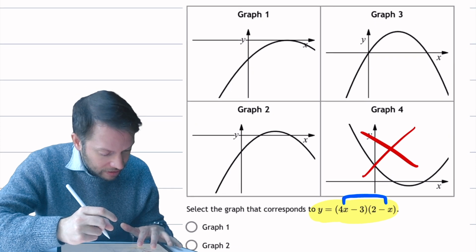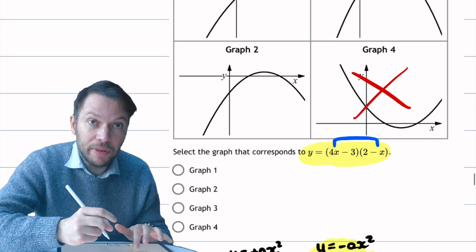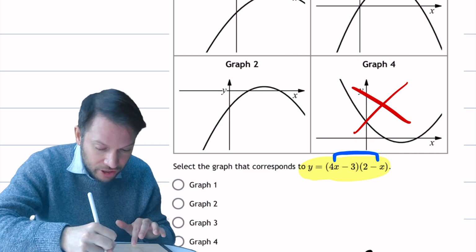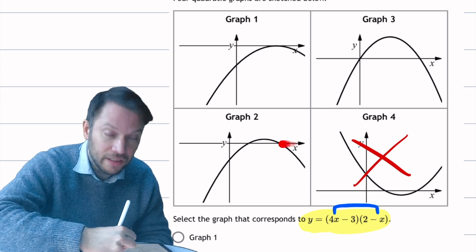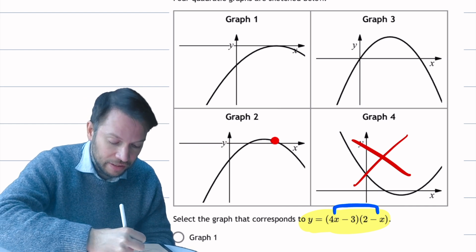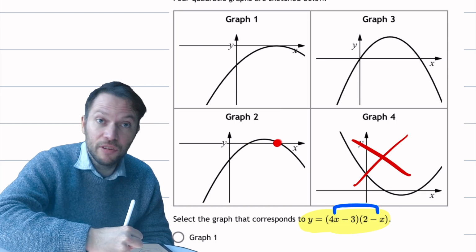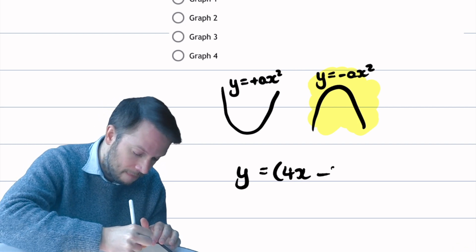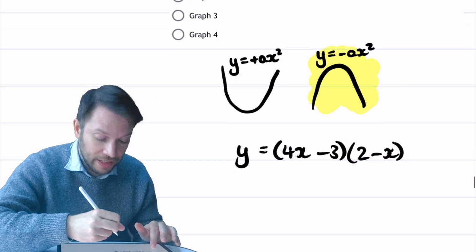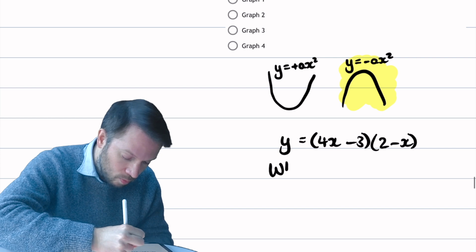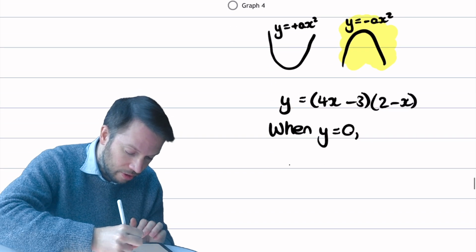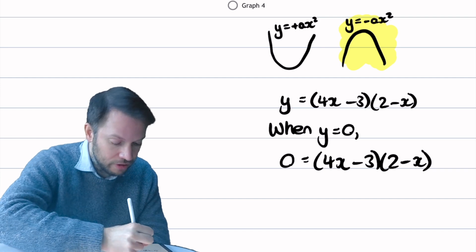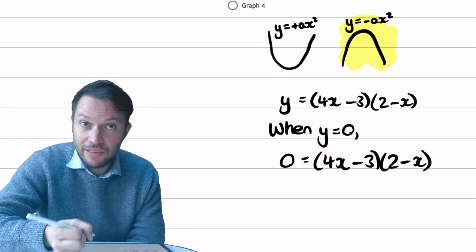Now, also note that we can work out the x-intercepts, also known as the roots. And the way we find the x-intercepts is to make the y value 0. We've seen that in previous videos, because when you're on the x-axis, the y value is 0 for any point on the x-axis. And you can use that to work out what these x-intercepts, also known as roots, are. So let's do that. If we've got y is equal to 4x minus 3 multiplied by 2 minus x, on the x-axis, the y value is 0. So when y is equal to 0, we've got 0 is equal to 4x minus 3 multiplied by 2 minus x. And remember, when we have a product of two things multiplied together to give 0, then at least one of them has to be 0.